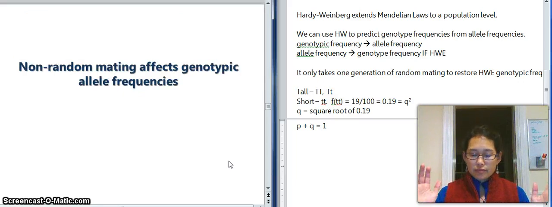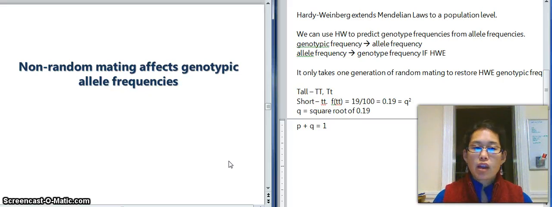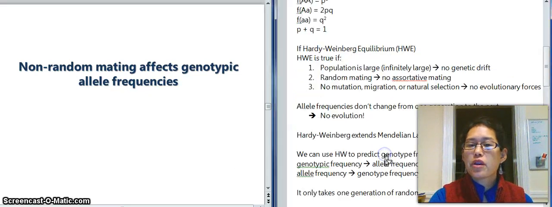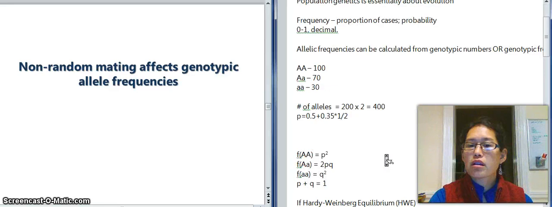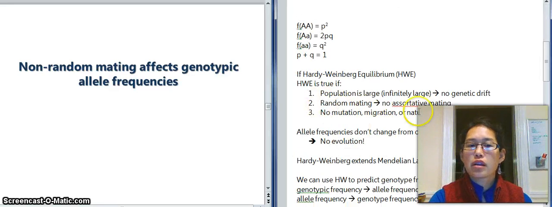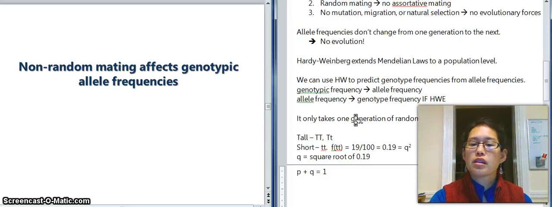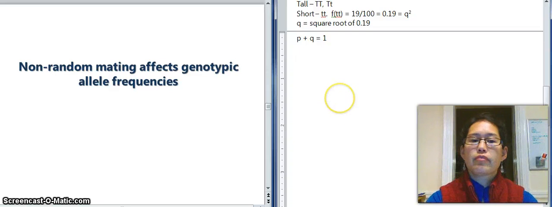Okay, so that's Hardy-Weinberg, and now we get to talk about what kinds of things cause deviation from Hardy-Weinberg. All right, so one of these things is non-random mating. If we go back up to our assumptions, one of the things that we assume is random mating. So there are two types of non-random mating.